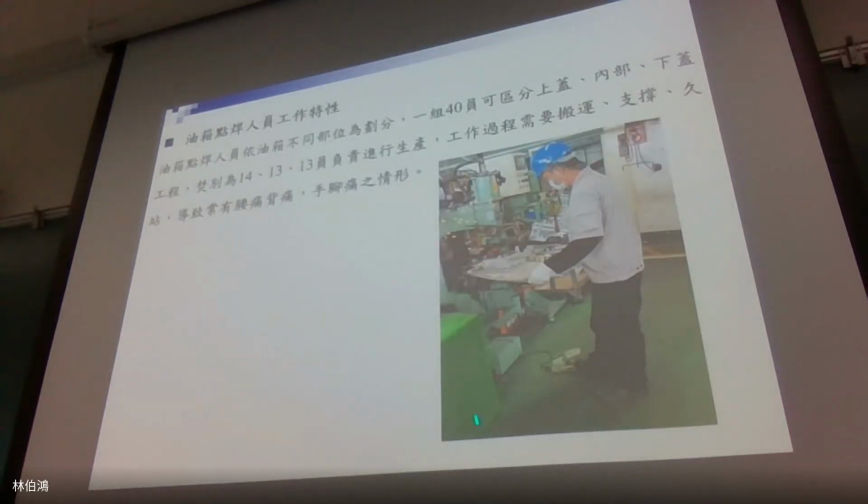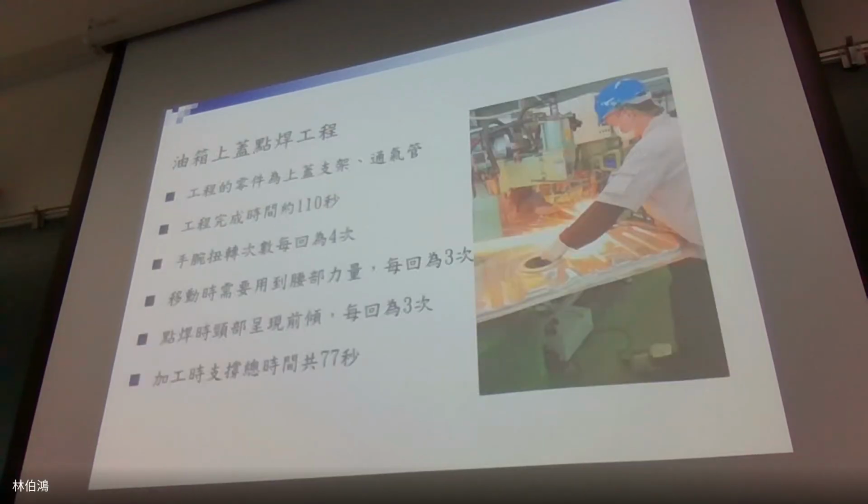So you can see this is the working situation, the setup for the worker at the oil tank. In general, there are 3 workstations in the welding process, including the upper cover, the inner cover, and the lower cover. In the original process, each station needs at least 1 person. So this is the upper cover workstation.